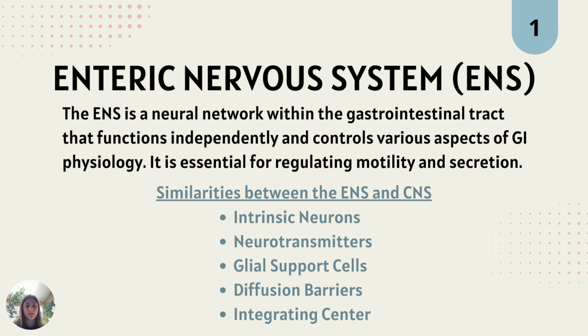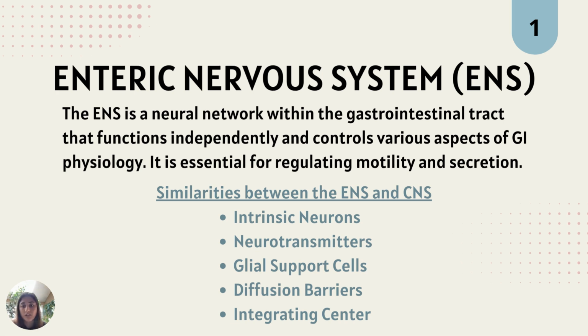There are many similarities between the ENS and the CNS, or the central nervous system. First is the intrinsic neurons. These neurons lie completely within the walls of the gut. Next are the neurotransmitters. The ENS neurons release more than 30 neurotransmitters that are identical to the ones in the brain. Some of these include serotonin, vasoactive intestinal peptides, and nitric oxide.